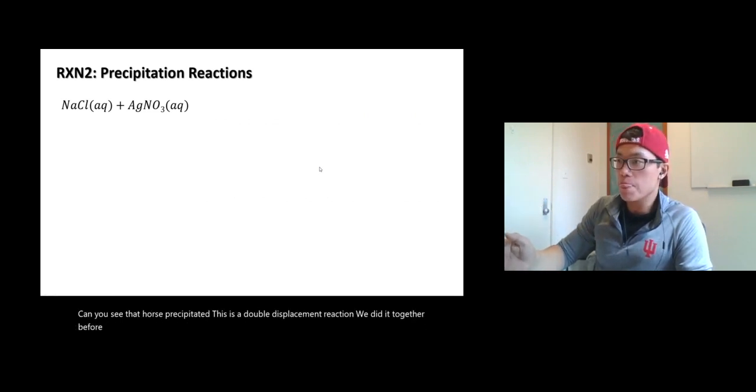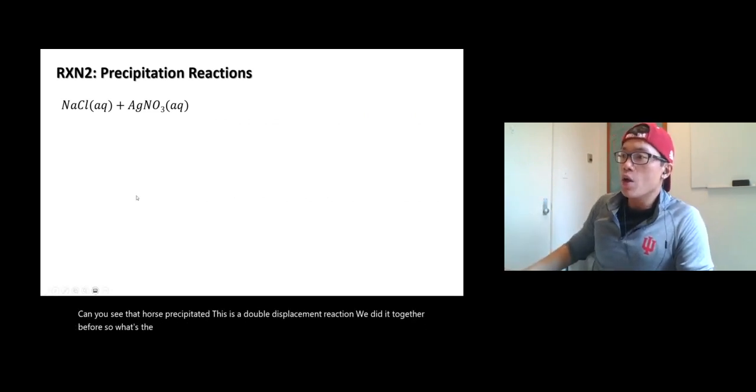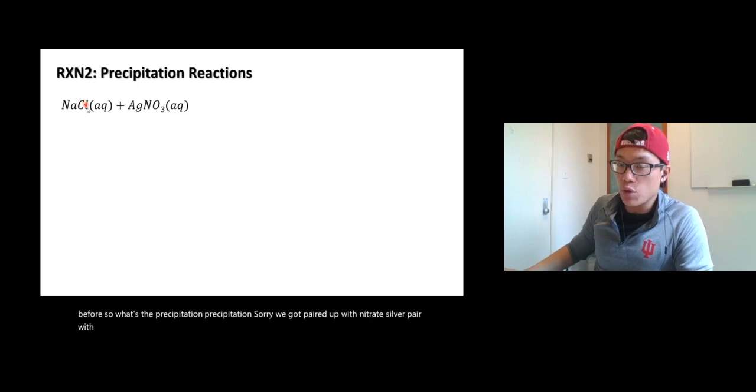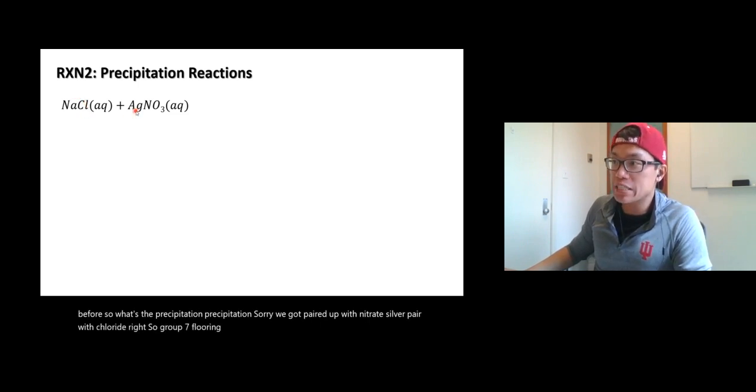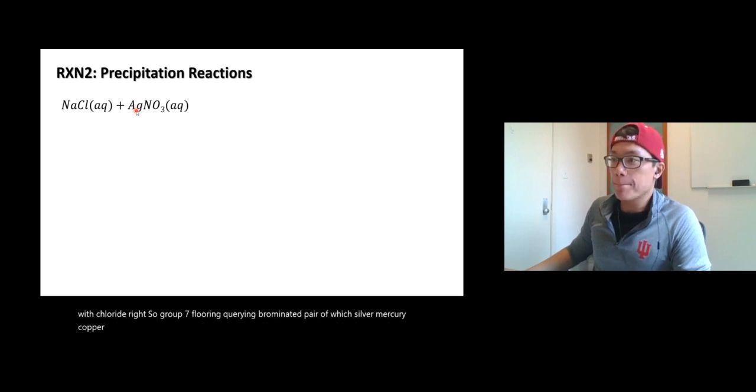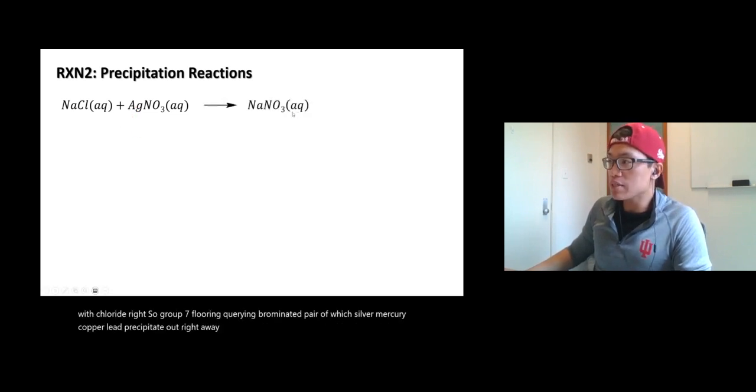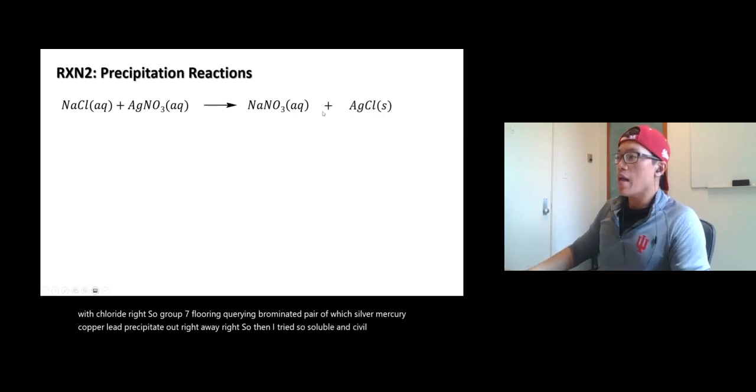So what's a precipitate? Well, sodium will pair up with nitrate, silver pair up with chloride. So group 7, fluorine, chlorine, bromine, iodine pair up with silver, mercury, copper, and lead, and precipitate out right away. Sodium nitrate is still soluble, and silver chloride is the precipitate.